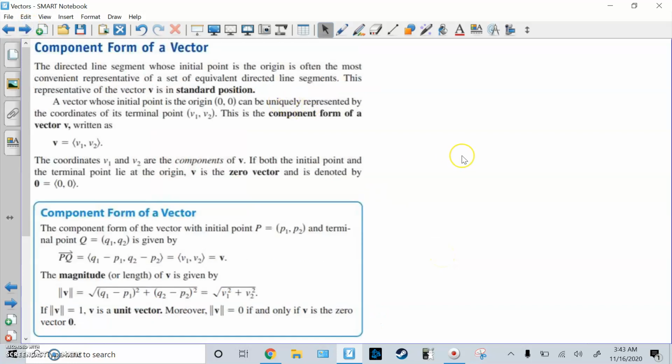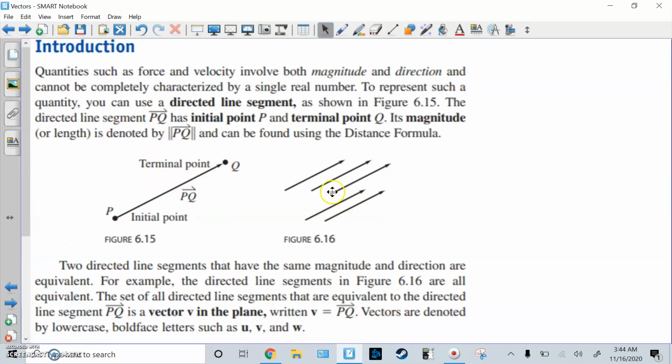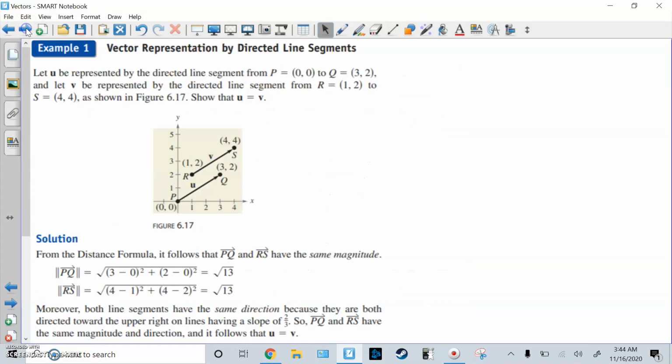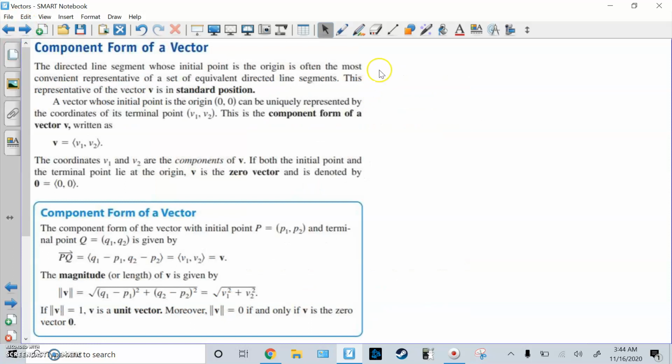Alright, component form is very, very important. Component form is a vector that starts at the origin. And we're going to move everything to the origin because remember, location doesn't matter, only the size and direction. So we call this the component form of a vector, standard position. Again, it starts at (0, 0), the origin, and then its endpoint will be (v1, v2).